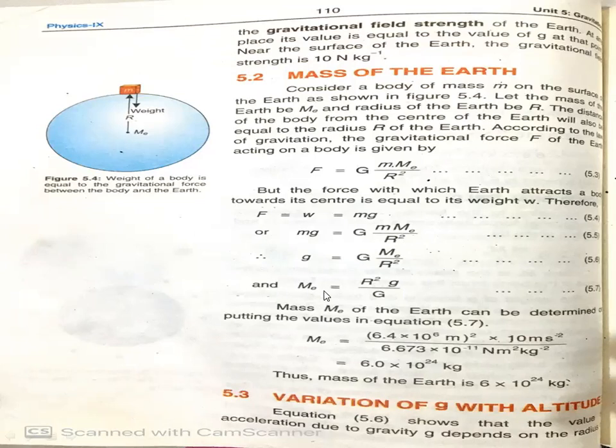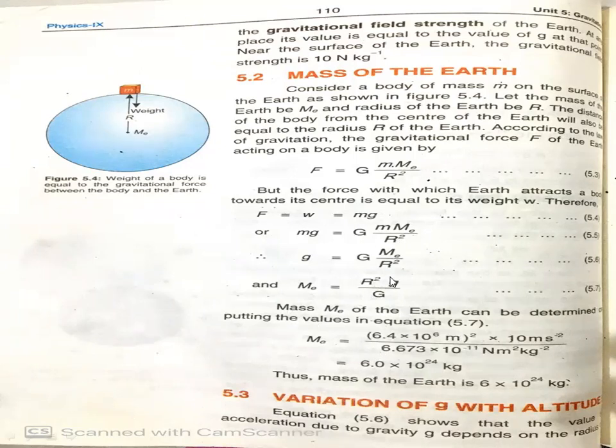So the mass of the earth: if we separate it out by cross multiplying, here r² is dividing, so if it goes to the other side, it will be multiplied. Here G is multiplying, so if it goes to the other side of the equation, it will divide. So mass of the earth M_E = g r² / G. The mass of the earth can be determined.